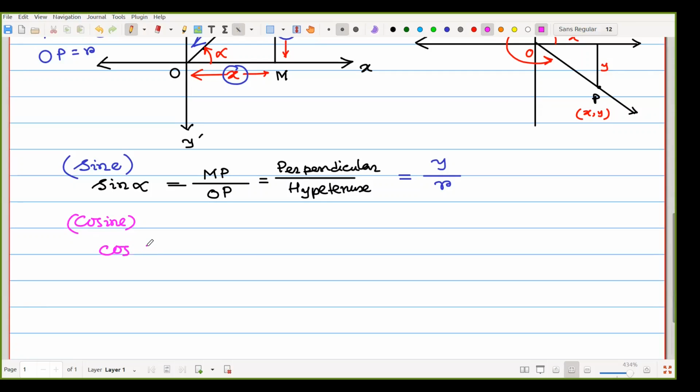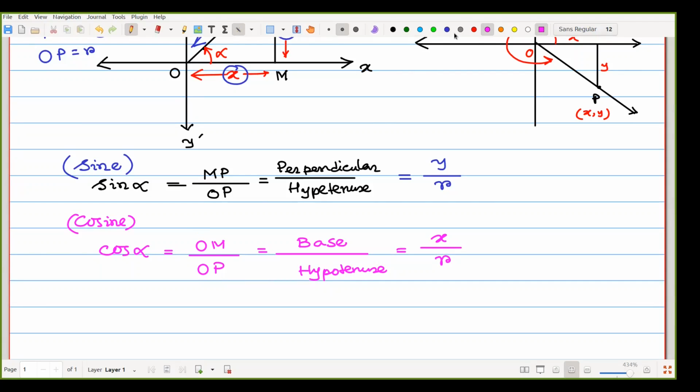In short, it is called with the angle of reference, that is OM divided by OP. That means base divided by hypotenuse. Now base means x, hypotenuse means r. So sine alpha means y by r, cosine means x by r.